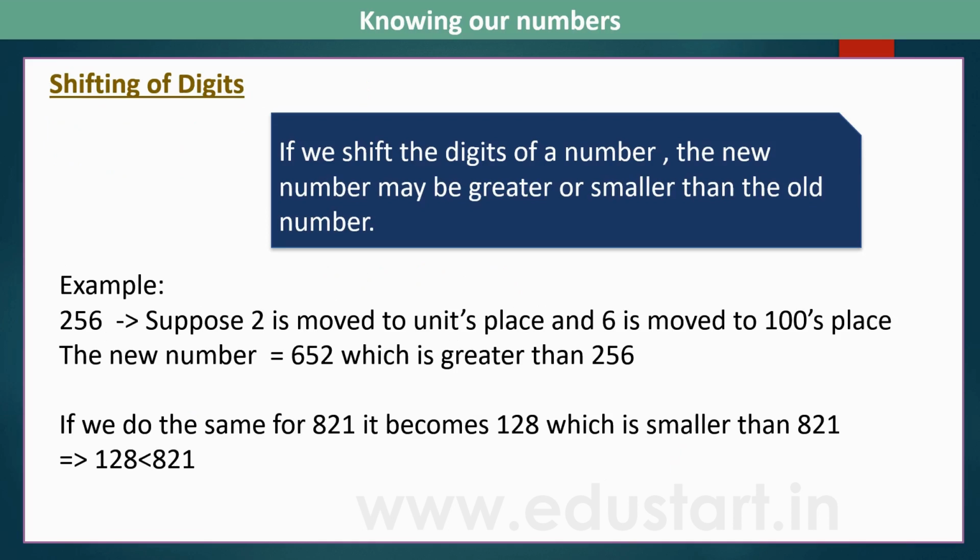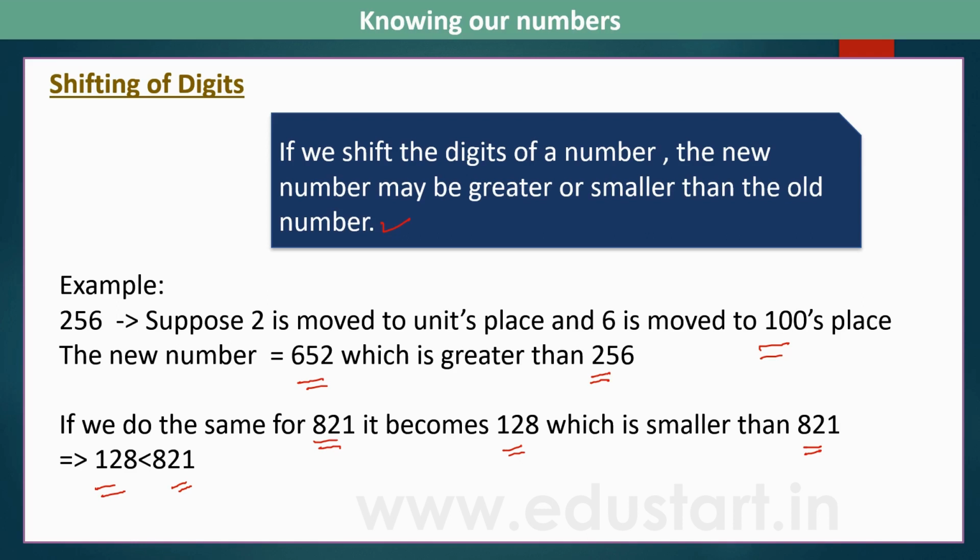Shifting of digits. If we shift the digits of a number, the new number may be greater or smaller than the old number. Now let's take one example. Let's consider 256. Suppose 2 is moved to units place and 6 is moved to hundreds place. It means that we are swapping the positions. The new number will be 652, which is greater than 256. Now if we do the same for 8 to 1, it becomes 1 to 8, which is smaller than 8 to 2. So it means that if we shift the digits of a number, the new number will be greater or smaller.